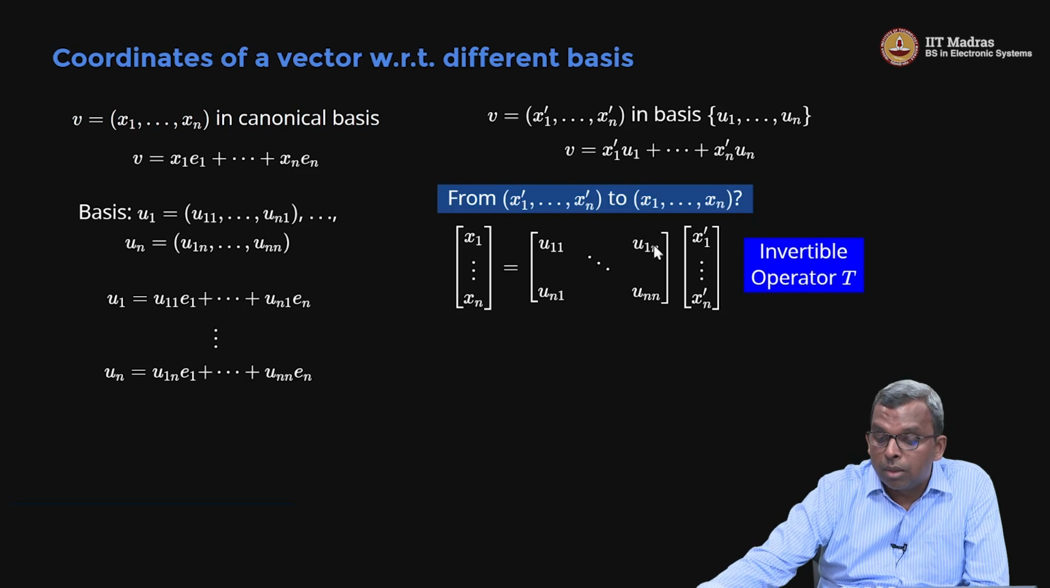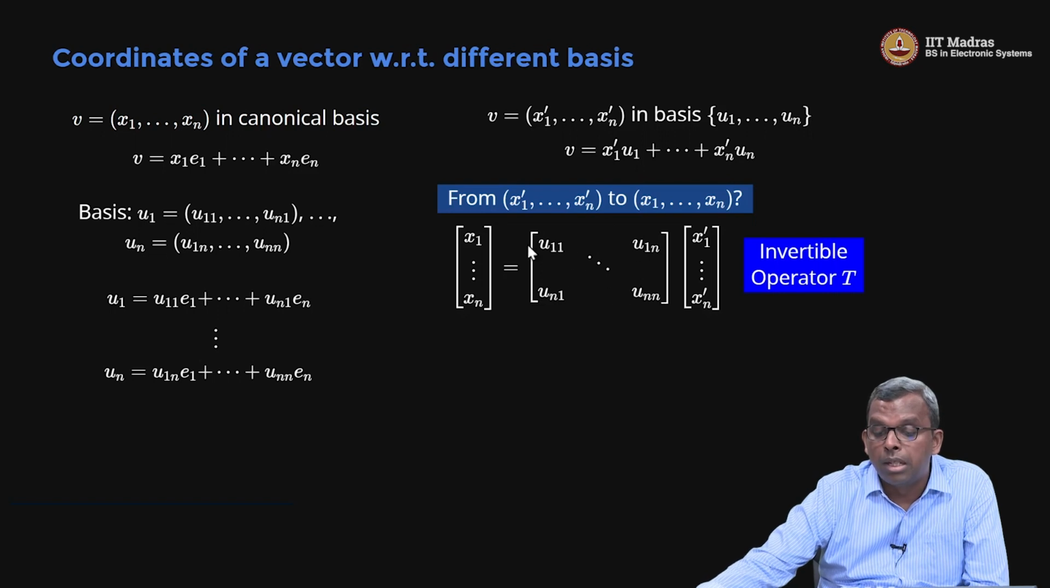Okay. But notice what this matrix is. This is an invertible matrix. This is the matrix of some invertible operator. Why? Because the columns are linearly independent. Do you see that? Because they are all basis vectors, the columns are linearly independent. So, I can invert this matrix.